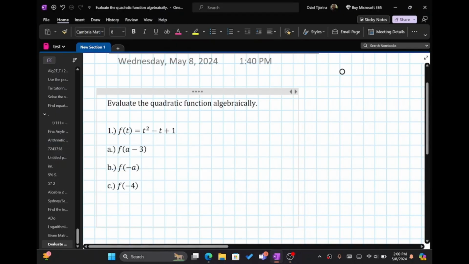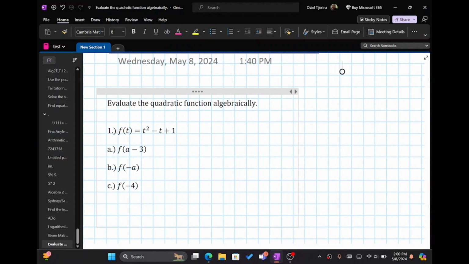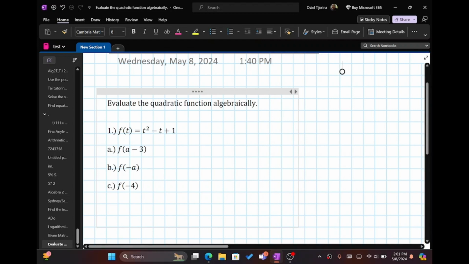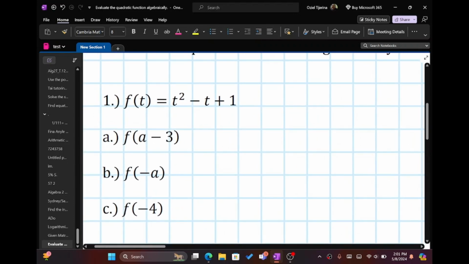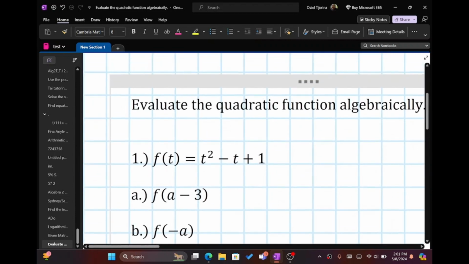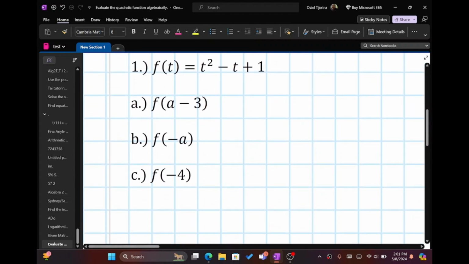So in this video, what I want to do is evaluate this function algebraically. So these are quadratic functions, algebraically. I'm going to try to make a series, if I can. I'm not promising anything, but I want to show y'all how to do these, especially the ones with rational functions. But for now, we're just going to stick to a quadratic function. This is also called a polynomial. So we want to evaluate at each part here.